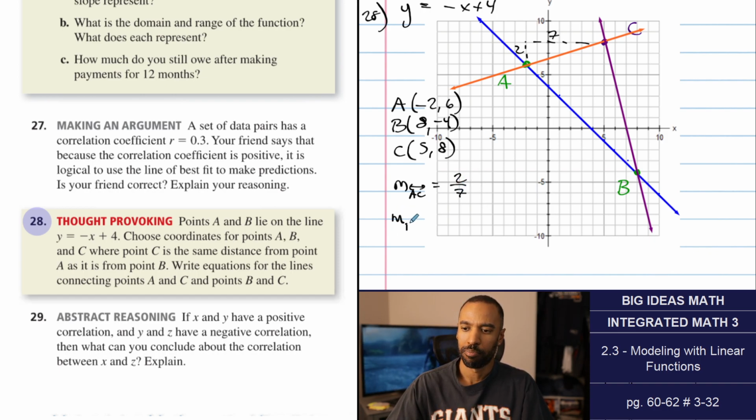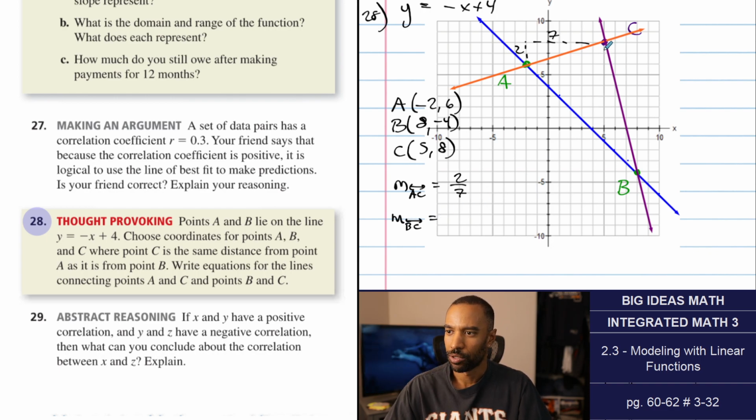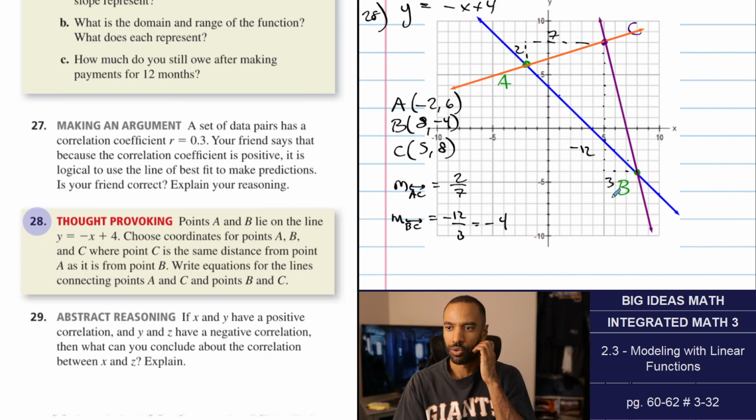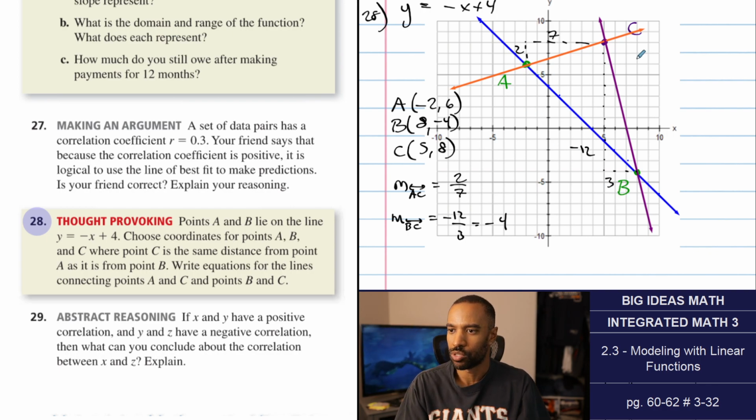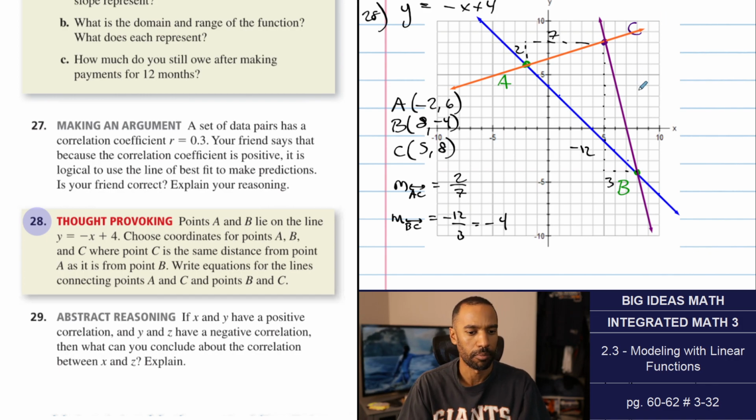And the slope of BC, line BC, is going to be down 12 and right 3. So that's negative 12 thirds, which is negative 4. Now, these are two different lines, and we can use any point for this. I'm going to go ahead and use C's point of 5, 8 for both of them in point slope form.